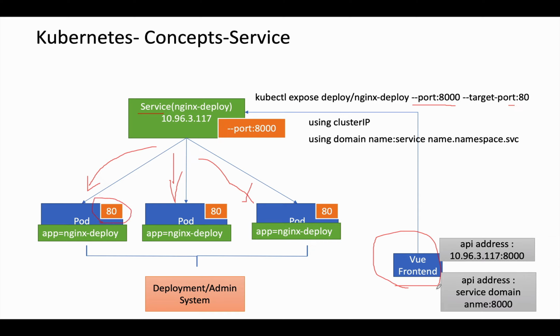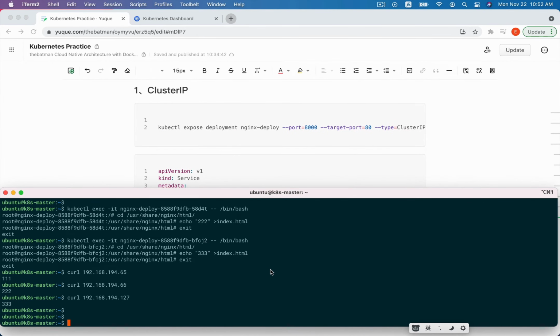So in the front end we can access the URL as the IP address of the service with the port. First we just create a service for this Nginx deployer. We can use this command, expose.